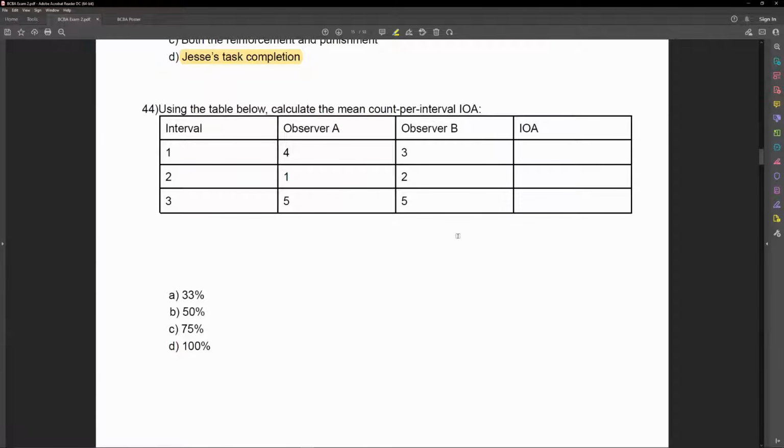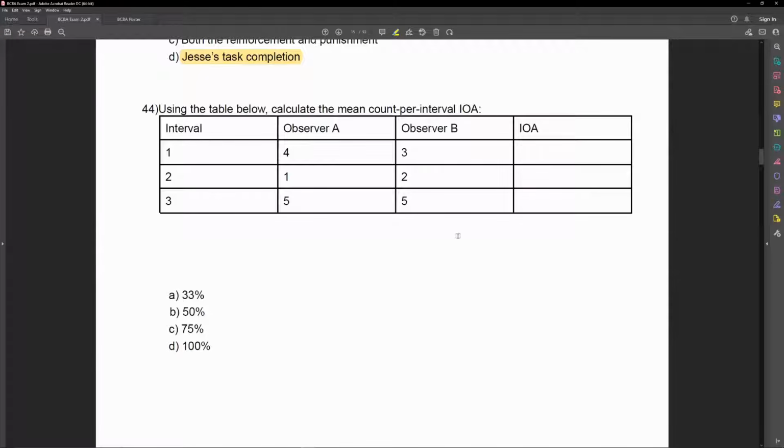So for example, when we're finding the mean count per interval IOA, all we're doing is finding the average count per interval, okay? So how do we find that? Well, first, we need to get the total count for intervals 1, 2, and 3. And how do we find total count? We just divide the smaller count by the larger count and multiply that by 100.